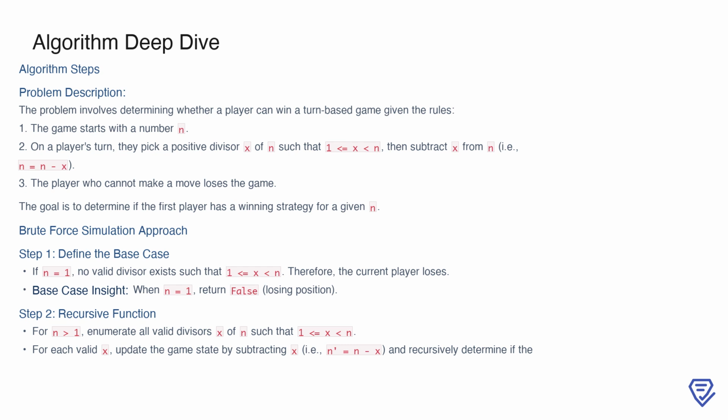For each valid divisor x, we subtract x from n and recursively check if the opponent is forced into a losing position. If we find any such x where the opponent loses, the current player wins. Otherwise, they lose. The goal is to systematically explore all possibilities to determine the winner.